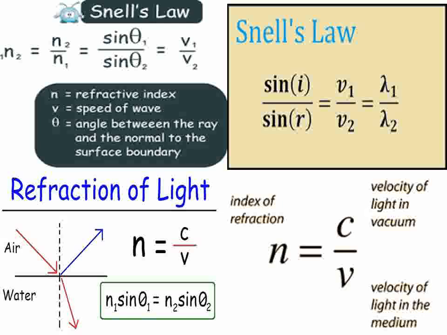The last diagram is again n is equal to c upon v, that is refractive index, also known as absolute refractive index, equal to the velocity of light in vacuum c divided by the velocity of light in the medium v.